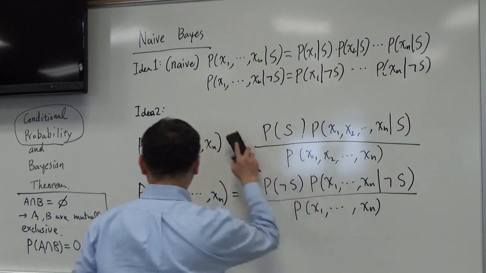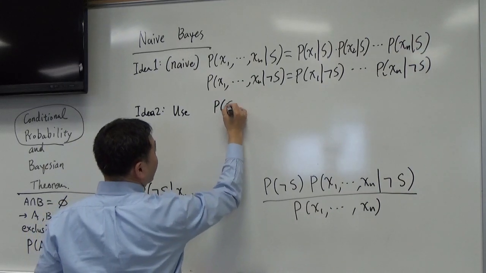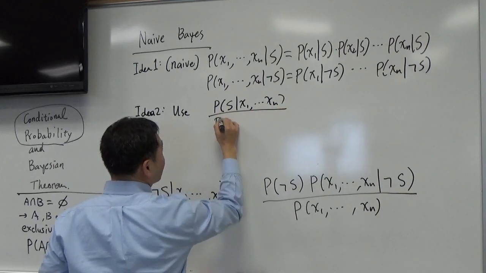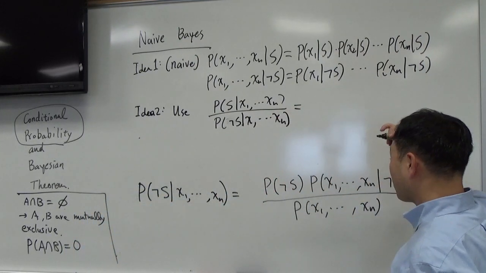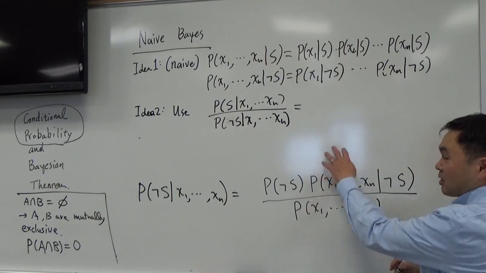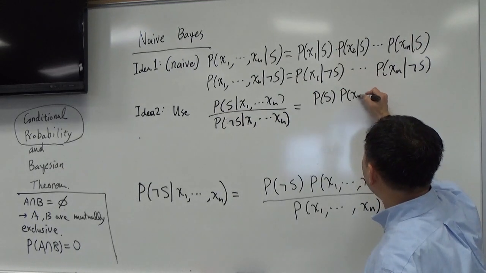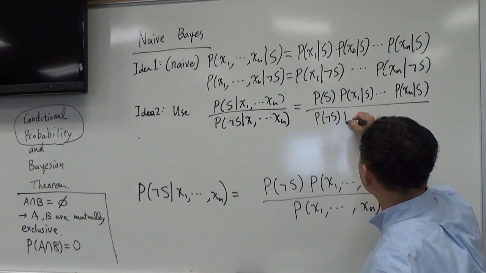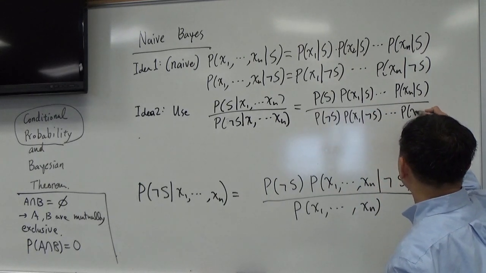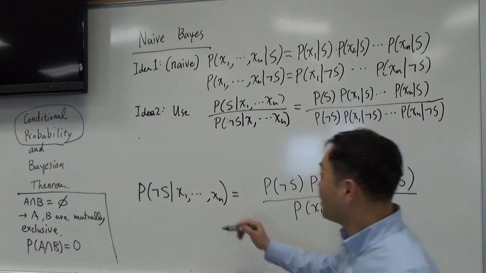So what we do over here is to use P of S given X1 through Xn divided by P of not S given X1 through Xn, which is going to be, well, the denominators will cancel each other, right? And you're going to get P of S times P of X1 under S until P of Xn under S, divided by P of not S times P of X1 under not S, just like that, okay? So use this. If this is bigger than 1 or less than 1, that's the criteria. But there's one more.